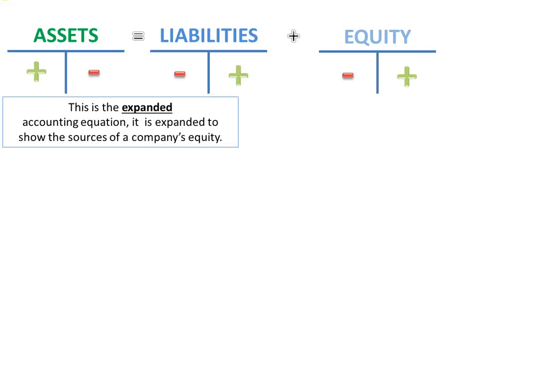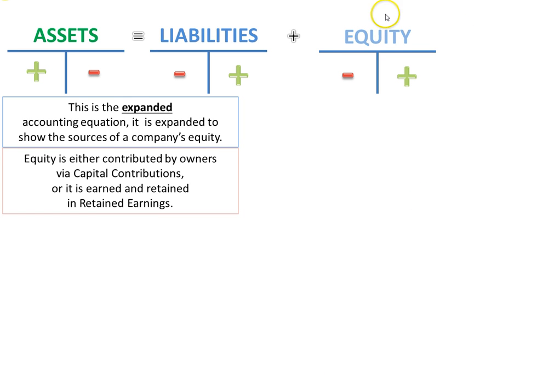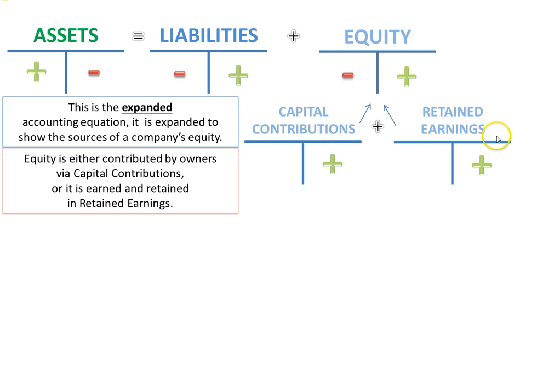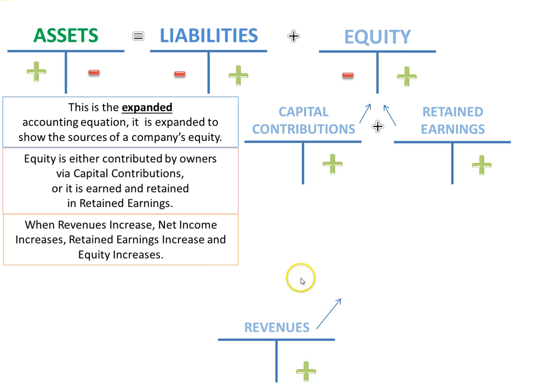This is the expanded accounting equation. It is expanded to show the sources of a company's equity. Equity, which is also referred to as equity financing, is either contributed by owners via capital contributions, or it is earned and retained in retained earnings. When revenues increase, net income increases, retained earnings increases, and equity increases. That is one way to provide equity financing to the business.